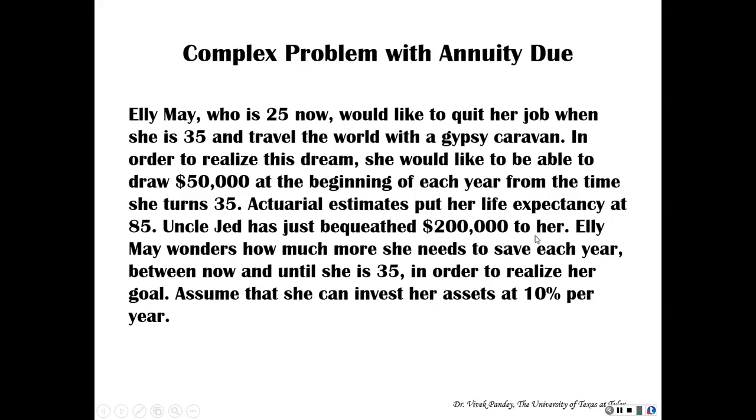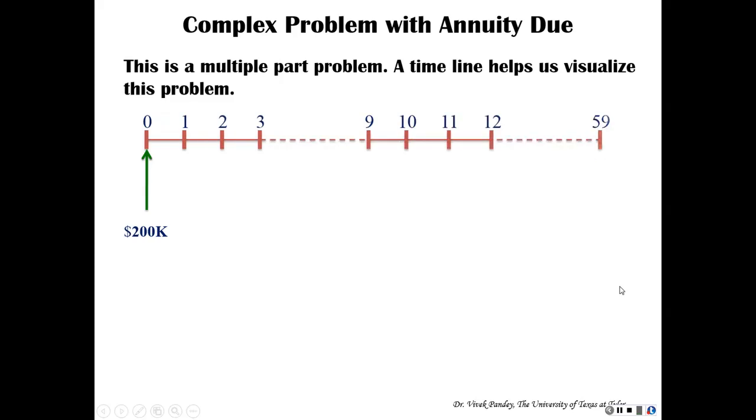She's got $200,000 right now, right? So what she wants to know is how much does she need to save every year for the next 10 years? She's 25 now, and so every year until she's 35, in order to realize her goal. Assume that she can invest her assets at 10% per year. So this is a multiple part problem, and timelines are very useful here.